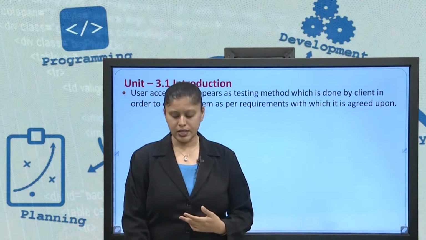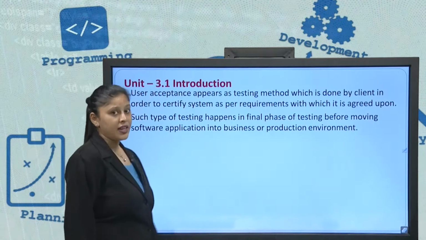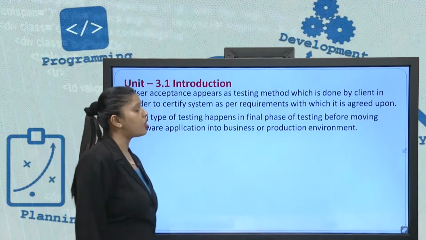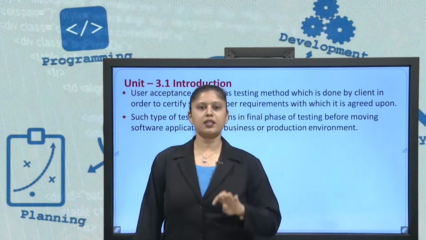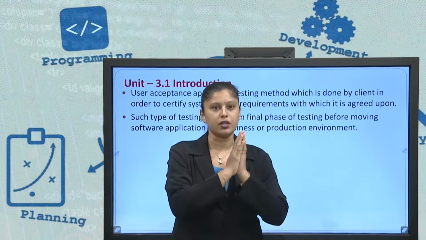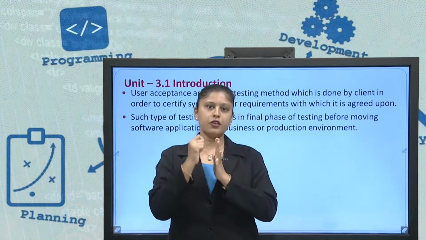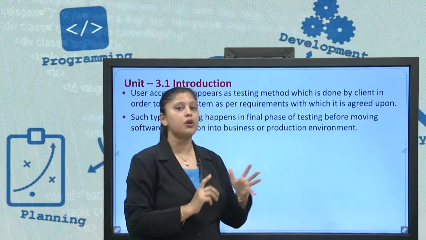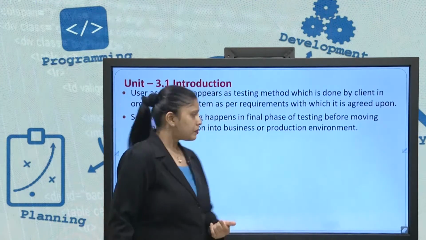Such type of testing happens in the final phase of testing before moving the software application into the business or production environment. So when the whole software is developed, that whole software is tested by my user, and this is the final phase of testing. Once my user gives a check mark that yes, this is proper software, only after that does it turn into a business product. So it comes at the final phase only.